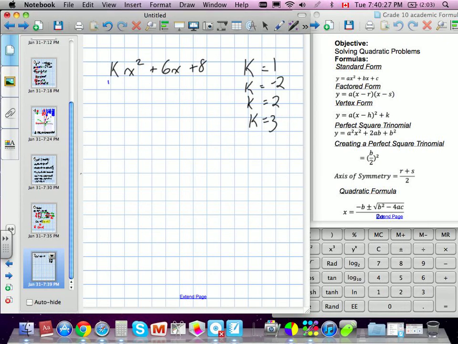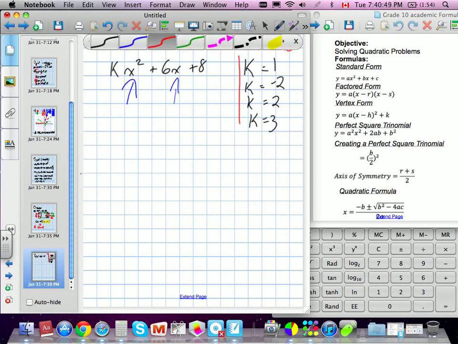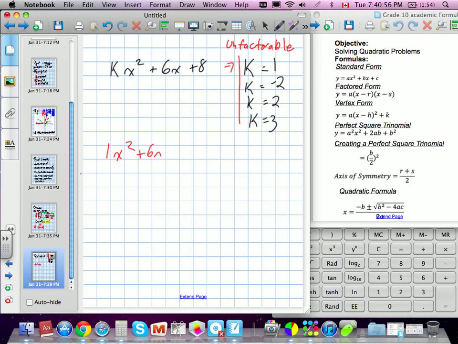When k is 1, we have 1x squared plus 6x plus 8. We try factoring it. Second example, we try it when it's negative 2x squared plus 6x plus 8. Then we're going to try when it's the number 2, so that's 2x squared plus 6x plus 8. And finally, the last example is when k would be 3, so that would be 3x squared plus 6x plus 8. Which of these 4 equations, maybe there's more than one, are unfactorable? We have to go through it and try to find out.